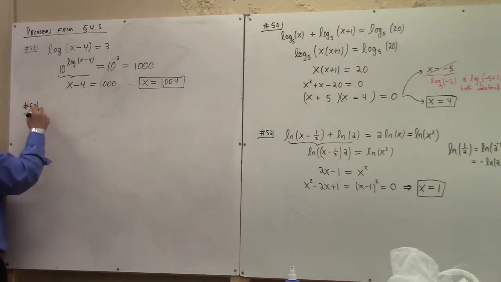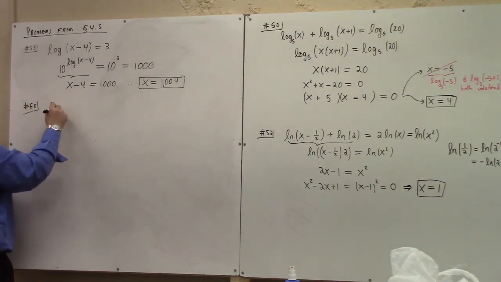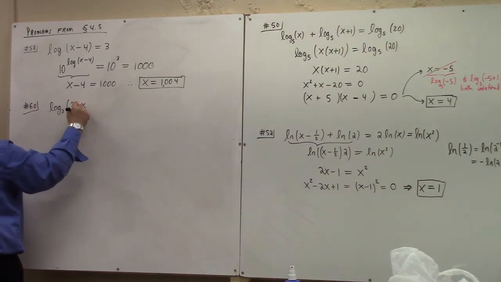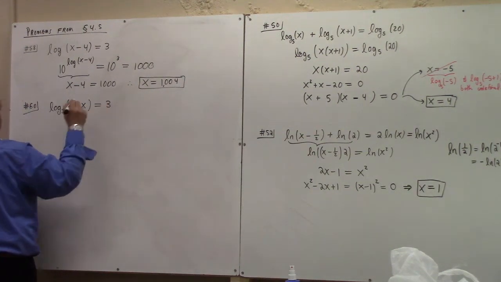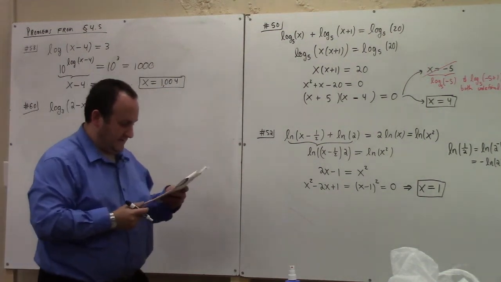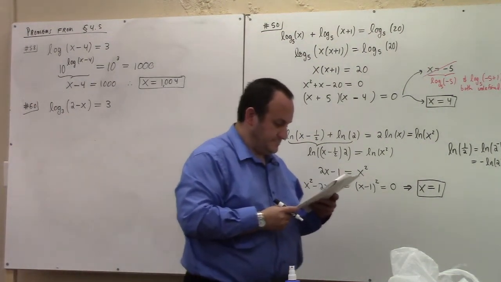Number 60, we have log base 3 of 2 minus x equals 3. So you guys tell me what to do on this one since I did the first. I did the first one, you do the second one. How about that?